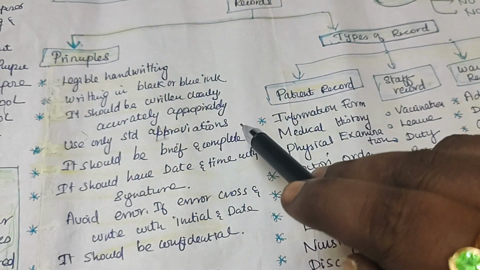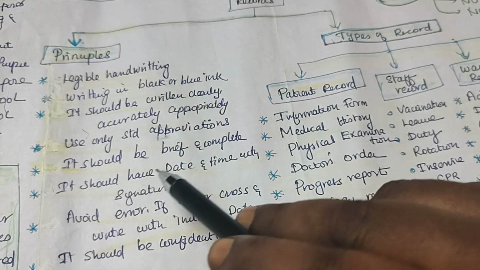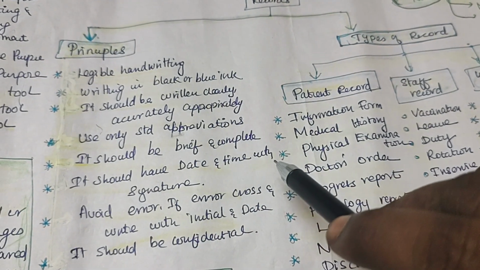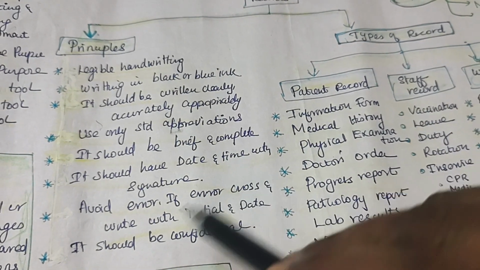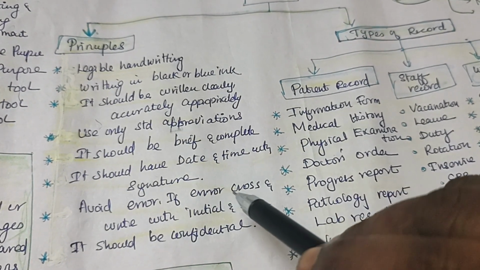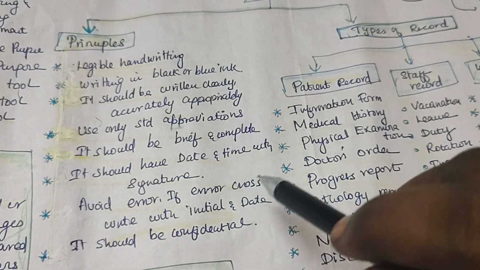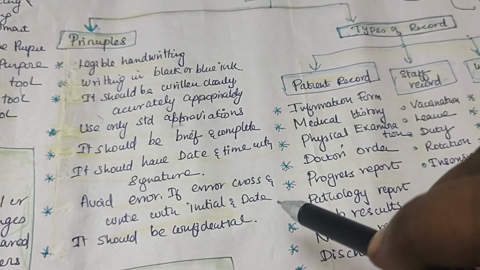Use standard abbreviations. Do not use any jargon. It should be brief and complete. It should have a date and time and the signature of the nurse, and it should avoid errors. If an error occurs, you don't use a whitener. You can cross it out, write the correction, and put your initial and date.